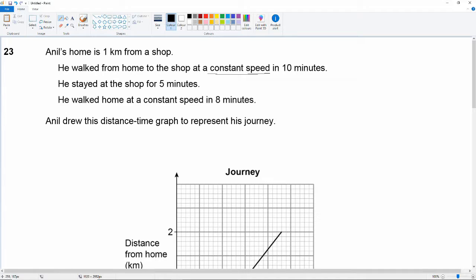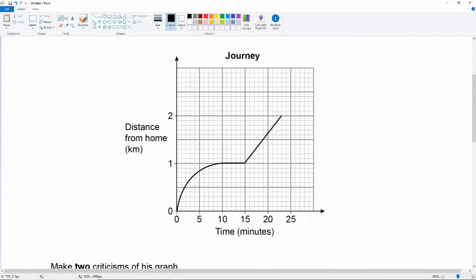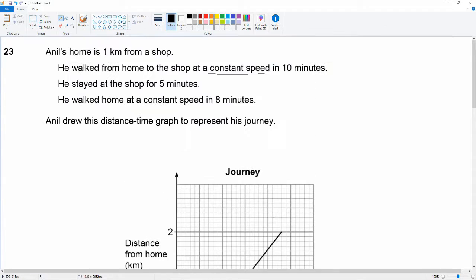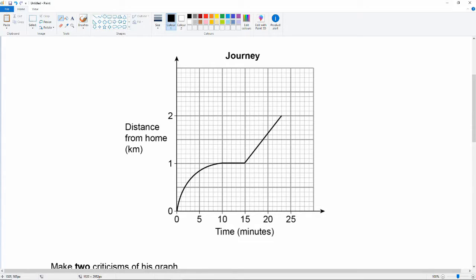Okay. He stayed at the shop for 5 minutes. And the distance hasn't changed at all from 10 minutes to 15 minutes, so that's correct. He walked home at a constant speed in 8 minutes. So from 15 to 23.